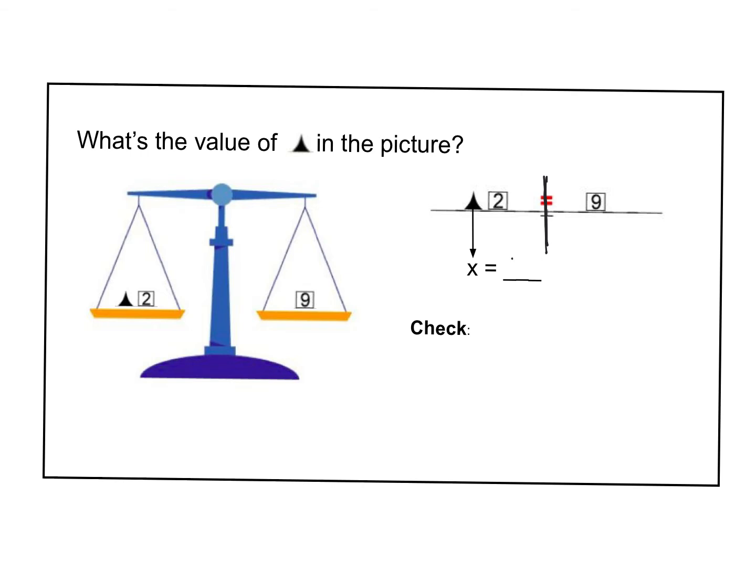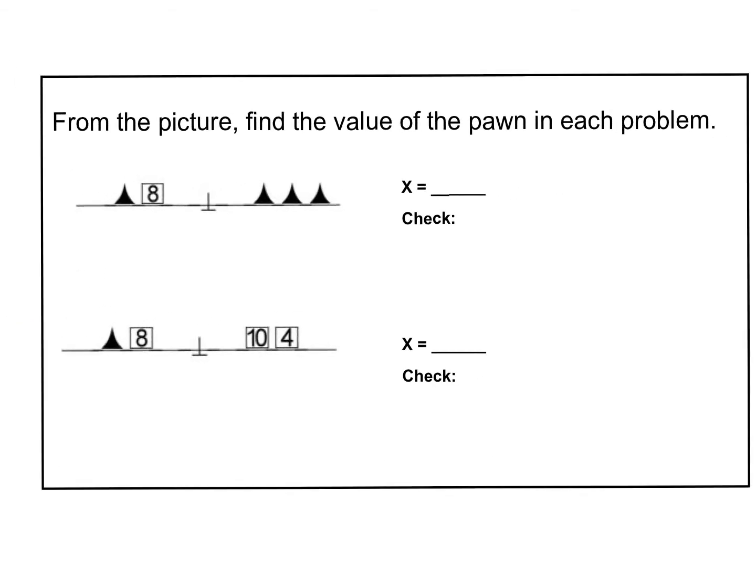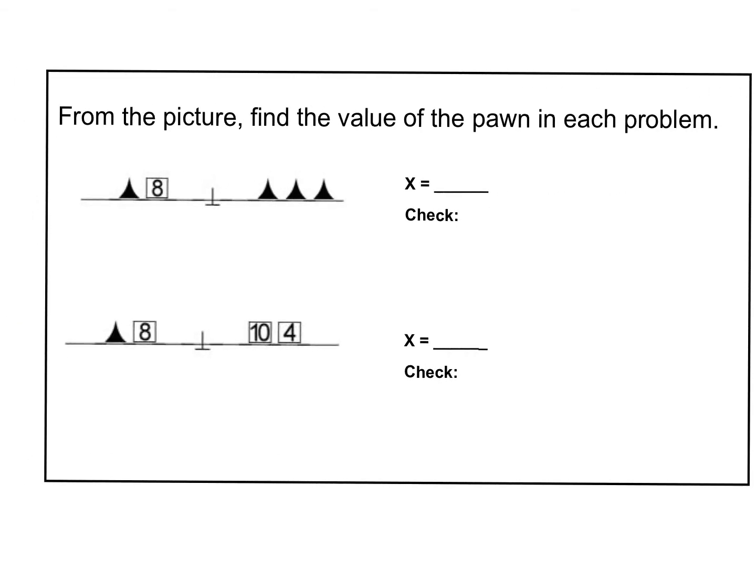Hopefully you said 7. And one of the things that we're going to include in our process is we're going to do something called a check. So I'm going to do 7 plus 2, because that represents the left side of my equation, and it has to equal 9. And 9 is equal to 9, so it checks out. All right. So I want you to try these two on your own. So go ahead and pause the video and see what you would get for your answer for each.